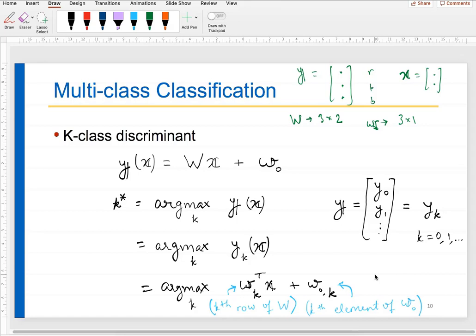Then what should we do? Basically we have 3 classes and I am lighting 3 bulbs. Whichever bulb is glowing with the maximum brightness, you say that is the answer. So this is a nice interpretation: you have 3 bulbs, and whichever bulb is lighting the brightest is your answer.